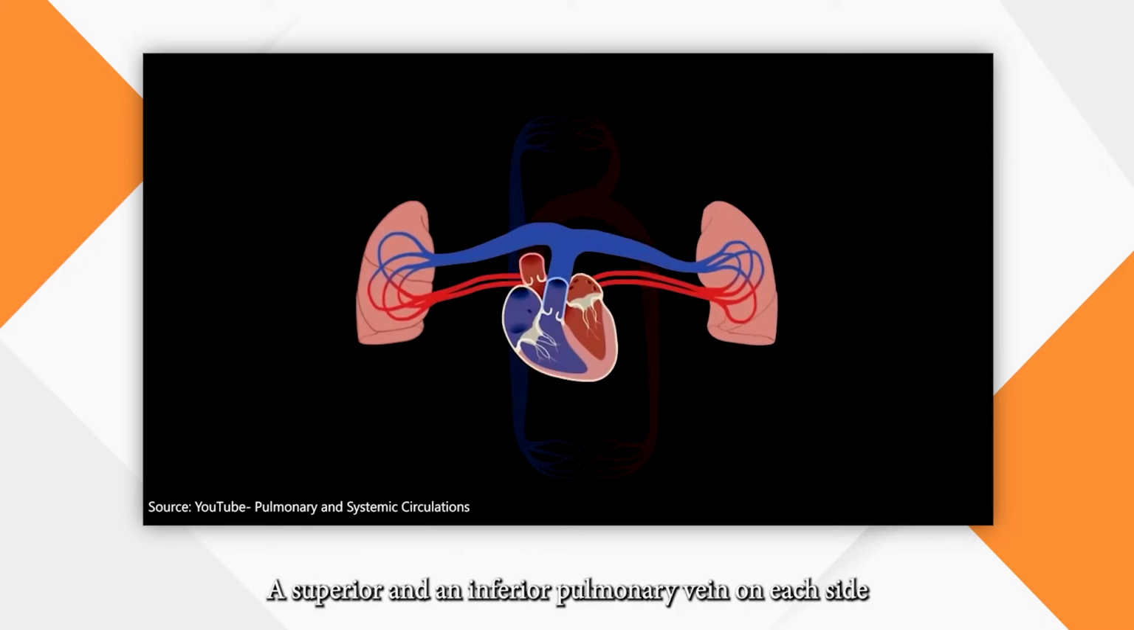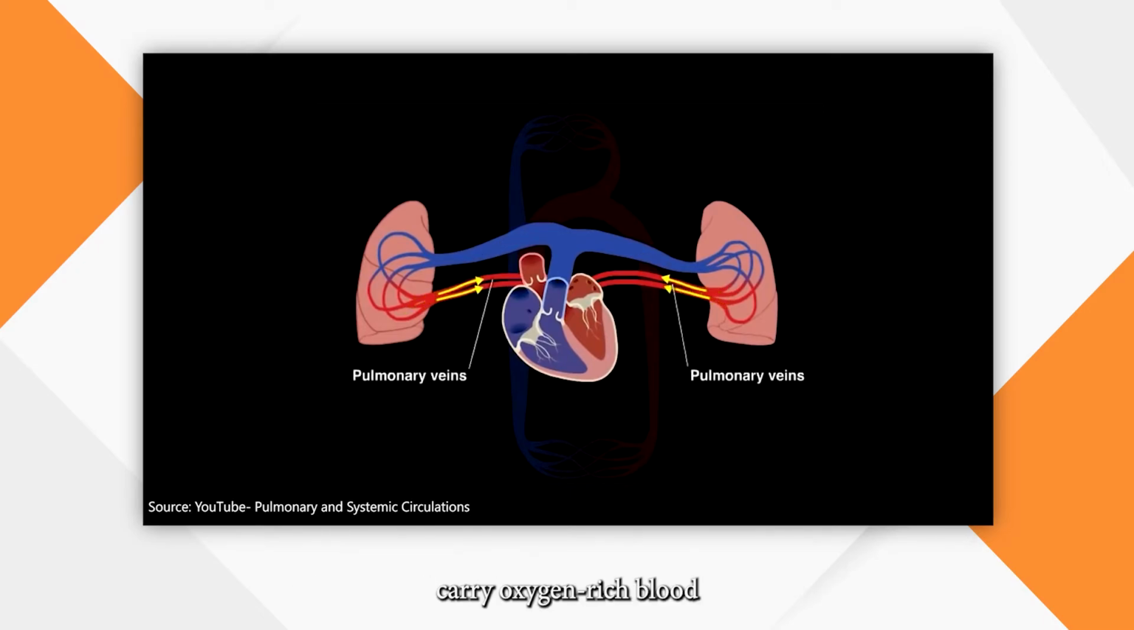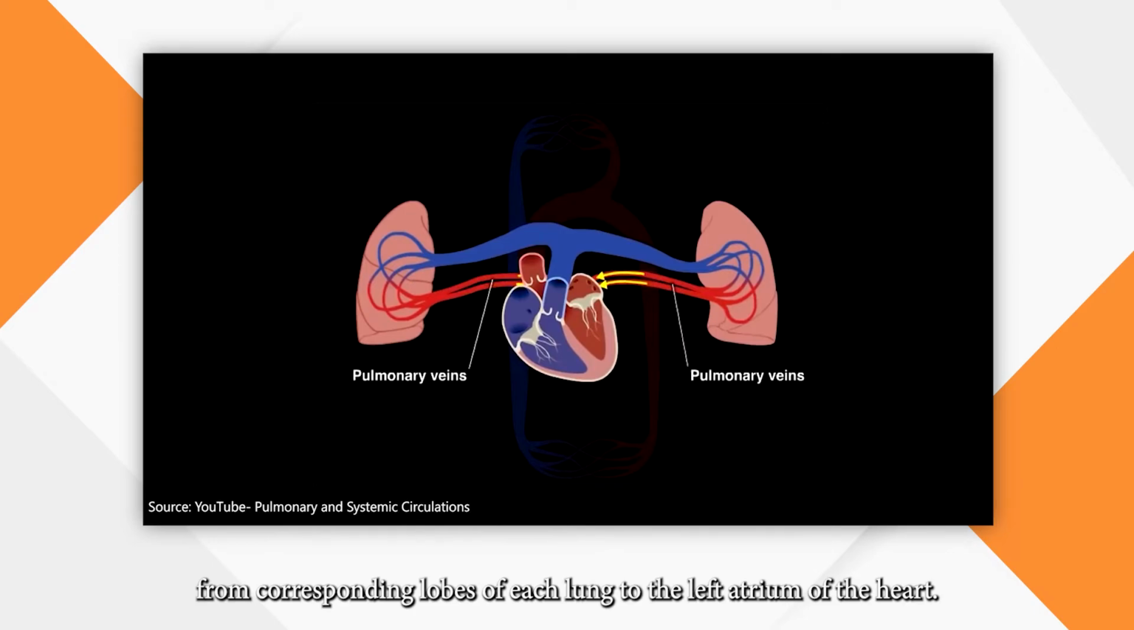A superior and an inferior pulmonary vein on each side carry oxygen-rich blood from corresponding lobes of each lung to the left atrium of the heart. The middle lobe vein is a tributary of the right superior pulmonary vein.